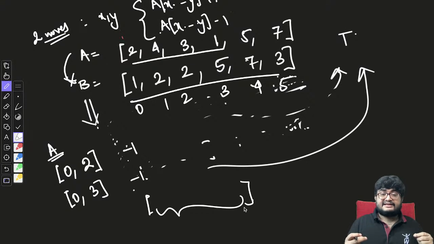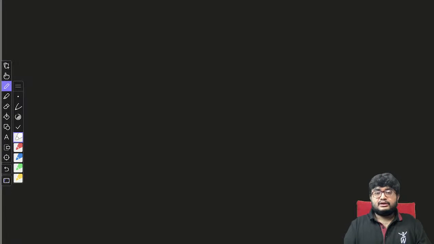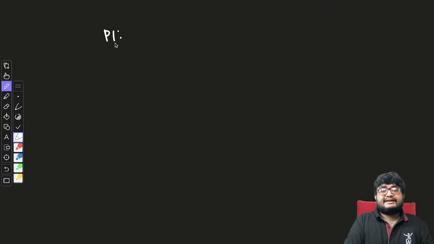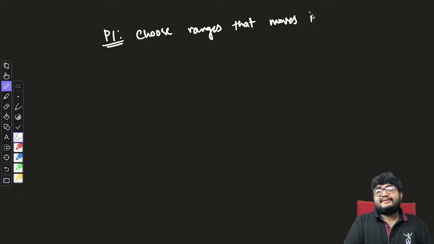All the elements have to move in the same direction. That is, either all the elements have to decrease, and we can choose that range, or all the elements have to increase, and we'll choose that range. We'll not do a cross between them, that is, we'll not take ranges like this 0 to 3 where one has to increase but others have to decrease. We'll not choose these ranges. That is property number 1. So let's call it property number 1, that is, choose ranges that move in the same direction.